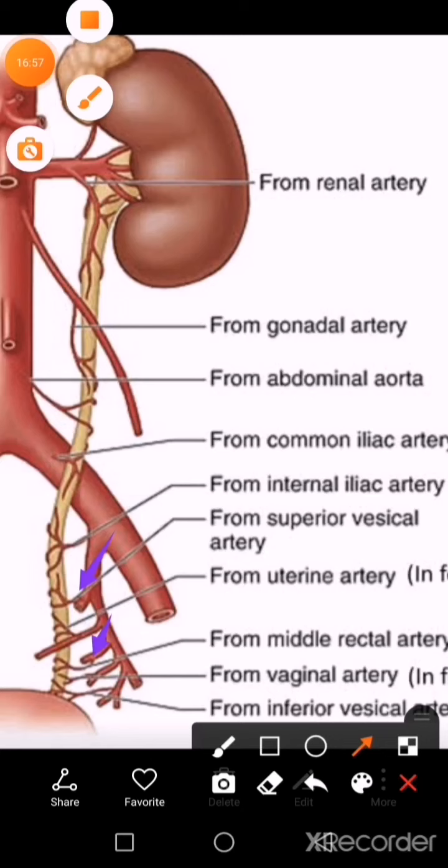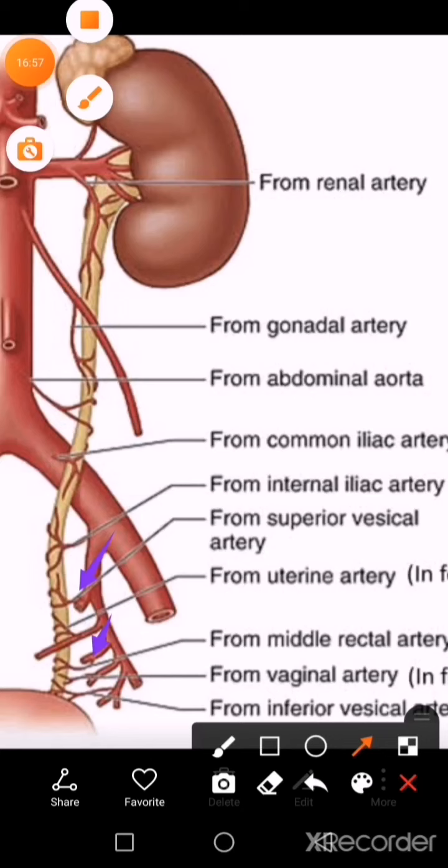I'll repeat. The lateral relations include the obturator artery, the obturator vein, as well as the obturator nerve. It includes the superior vesical artery. It includes the middle rectal artery, which was seen in the previous image, the inferior vesical vein, and the fascia covering the obturator internus. So I'm hoping this is a good image and you can appreciate a lot of this stuff.